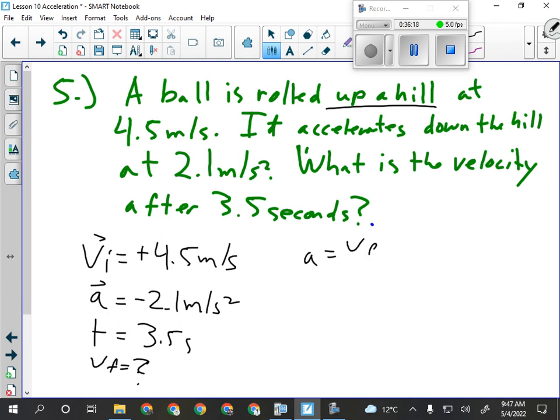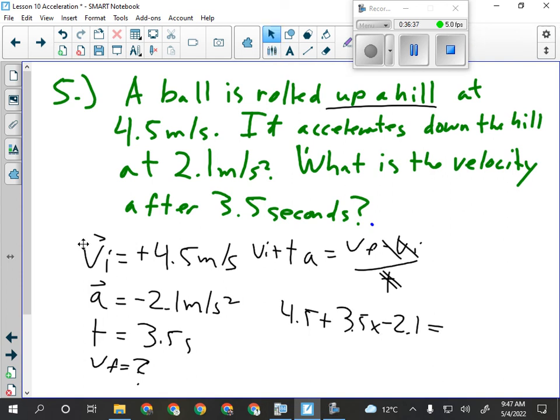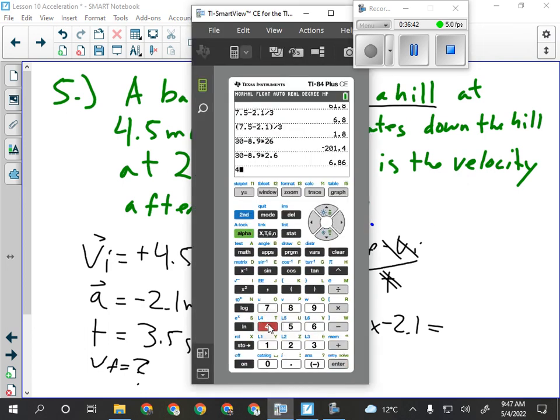So that means A equals VF minus VI over T. Multiply both sides by T, add VI to both sides. What we're going to be left with is this: 4.5 plus 3.5 times negative 2.1. That'll be our fully manipulated formula with the numbers plugged in. So 4.5 plus 3.5 times negative 2.1. So it's going to be moving now down the hill at 2.85 meters per second.